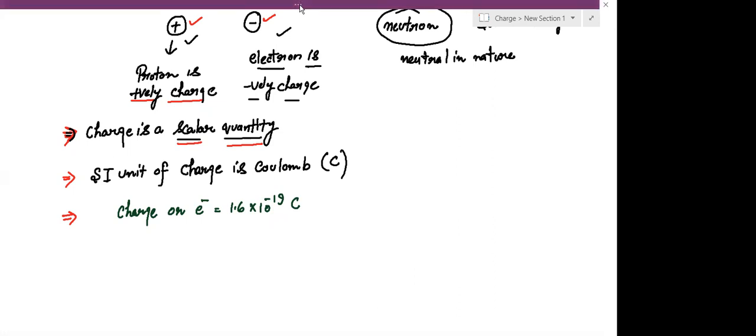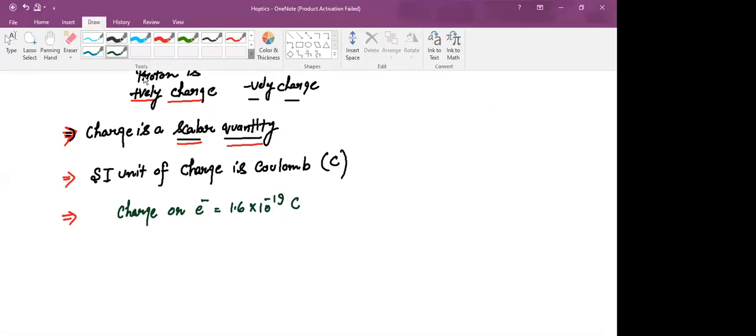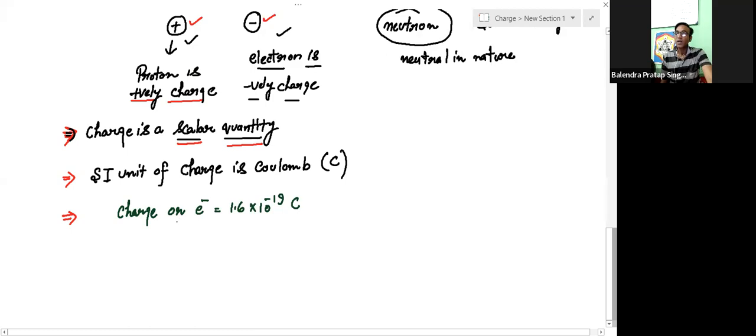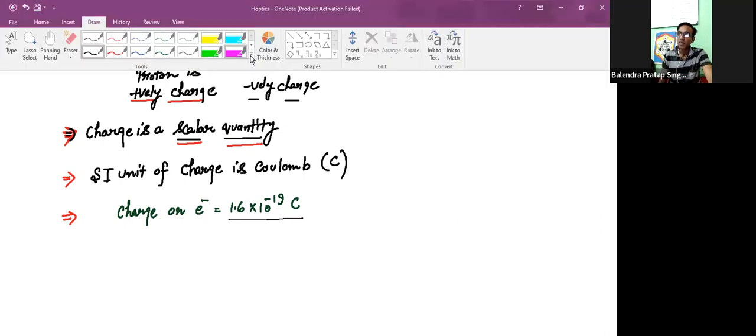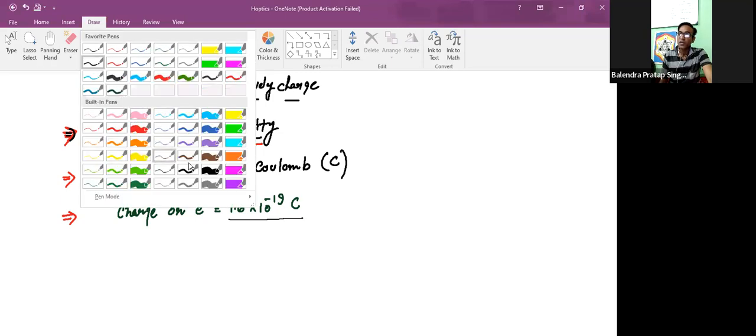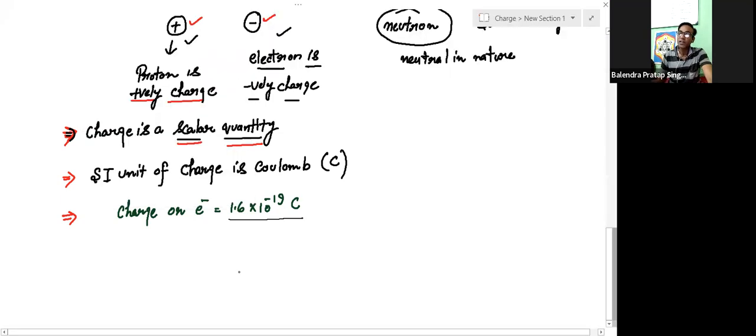So this is the minimum amount of charge. We consider the charge on 1 electron, 2 electrons, 5 electrons, or 5 protons, but this is the minimum amount in which you will study charges. So whenever we talk about 5 electrons or 6 electrons, it means 5 times this quantity, 6 times this quantity.